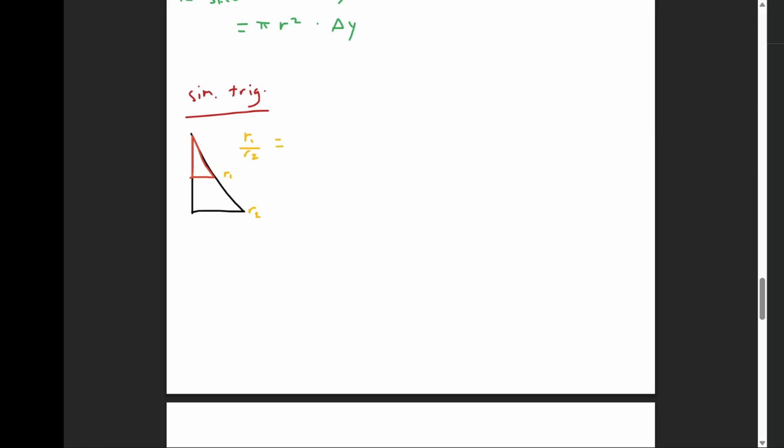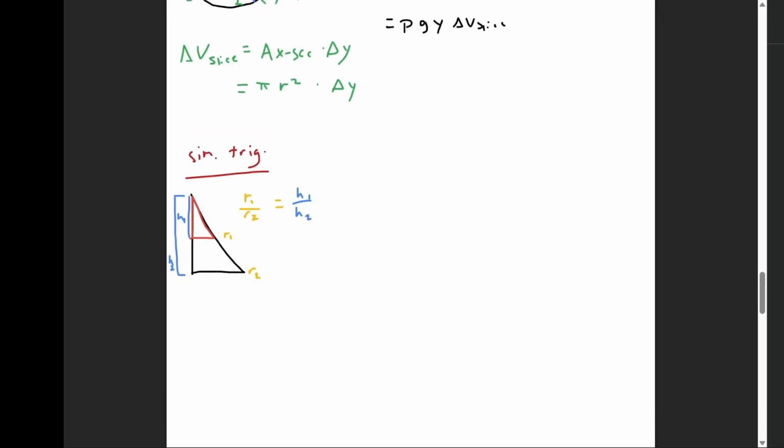I'll use blue. The y here, or I guess height, I should say, this h here and the total h. Does that make sense? This is h1, this is h2. That's a b, it's not h. Because we're making the triangle smaller, the ratio is going to be the same.